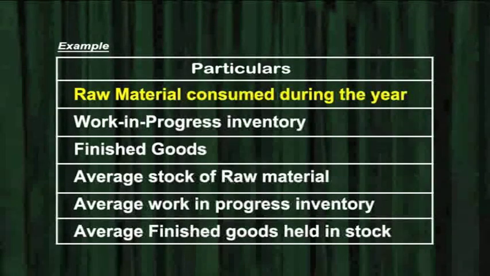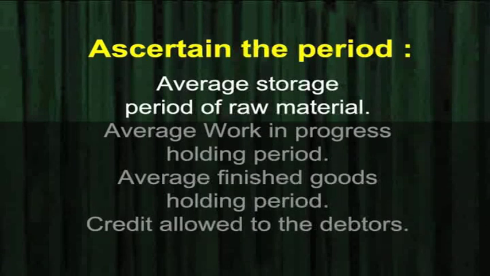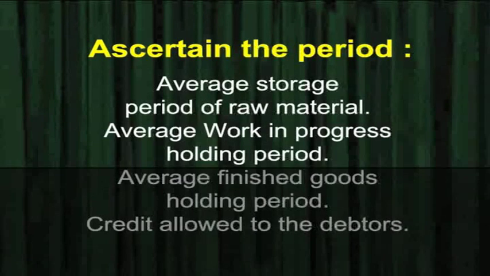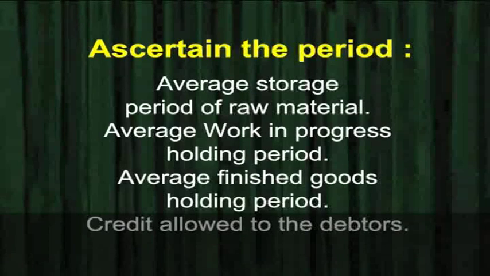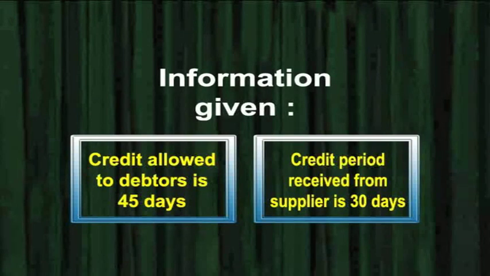The figures for raw material, work in progress, finished goods are given, as well as the average raw material, average work in progress and average finished goods are given. So we have to ascertain the average storage period of raw material, average work in progress holding period, average finished goods holding period, and also the credit allowed to the debtors. Fortunately, this is given in the question that credit allowed to the debtors is 45 days, and the credit period which we have received from the suppliers is also given as 30 days. So let's start doing the computation.